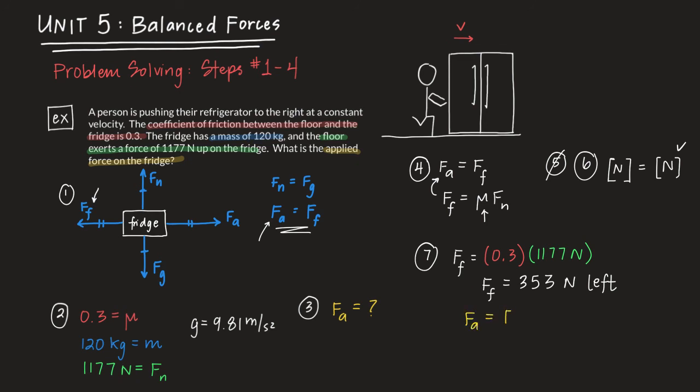Finally, I know that the applied force is equal and opposite to the force of friction. So that means the applied force is also going to be 353 newtons. That's going to be its magnitude, but in my free body diagram, the applied force pushes to the right. So I'm going to put 353 newtons right. That is my applied force. It is not a complete answer unless you also give the direction, because forces are vectors. And that's this example problem.